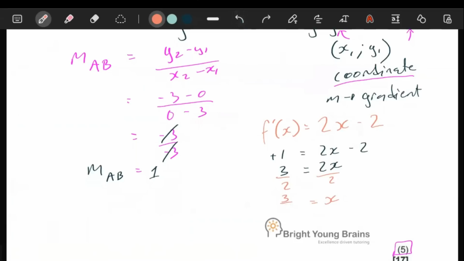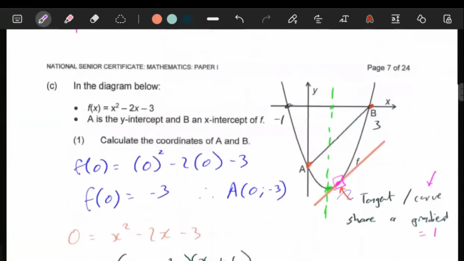This is 3/2. Now, with that being done, you need to keep in mind that as long as that is now done, what you now know is the x value there is 3/2.